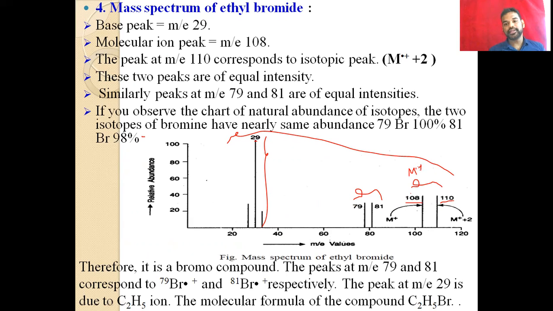Then we have a very important peak, the isotopic peak. Here we have one isotopic peak, M plus 2. This is M, the highest molecular mass here, 108. M plus 2 means after the addition of 2, we get 110 as the isotopic peak. So we can expect only one isotopic peak, M plus 2, here.